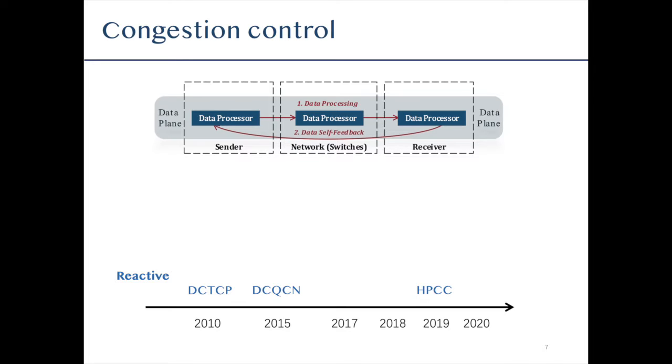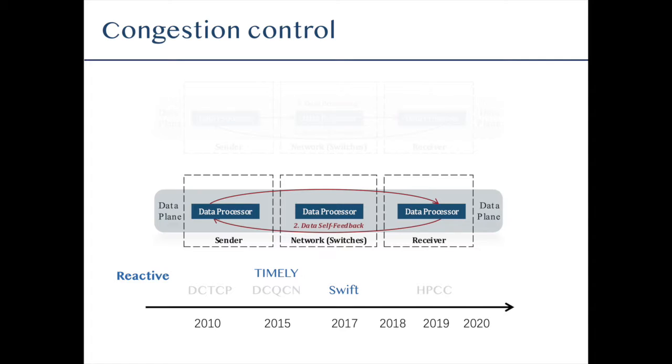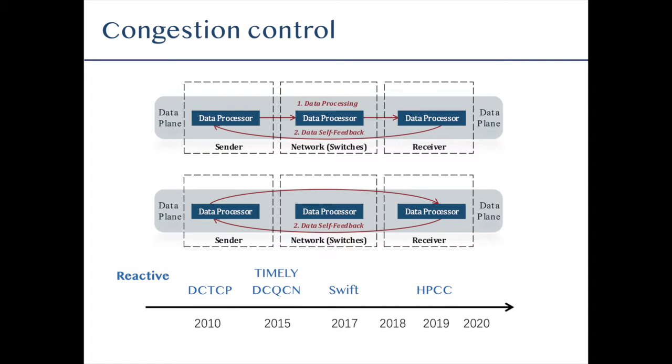After this, the receiver sends notification packets to the sender, and these packets carry the congestion information provided by the switch data processors. Timely and Swift manage congestion by the RTT information. The switch data processors are bypassed by them. Although the RTT information can reflect whole path congestion status, these schemes are unable to obtain concrete data queue length at each hop. In general, these reactive schemes have a long reaction period that takes at least 1 RTT.